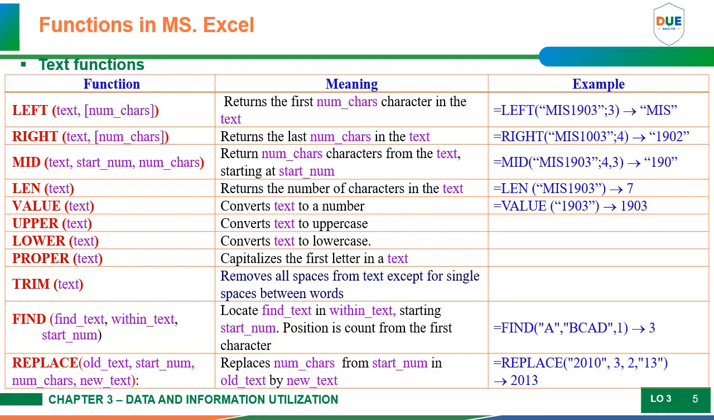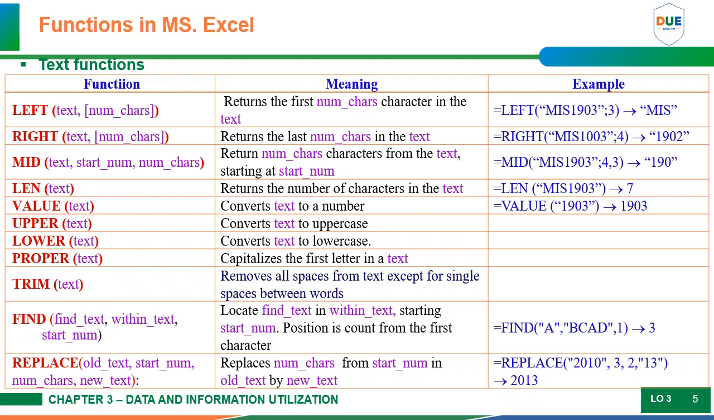MID returns num_chars characters from a text string, starting at position start_num. Example: MID("MS 1903", 4, 3) returns 190. LEN returns the length of a text string. Example: LEN("MS 1903") returns 7. VALUE converts text to a number. Example: VALUE("1903") returns 1903.